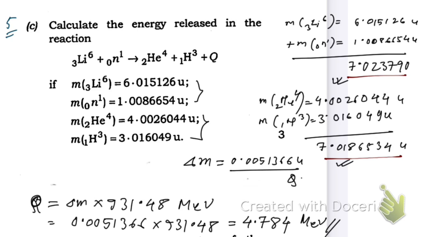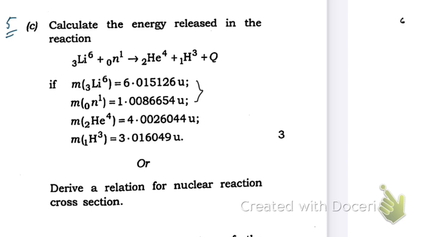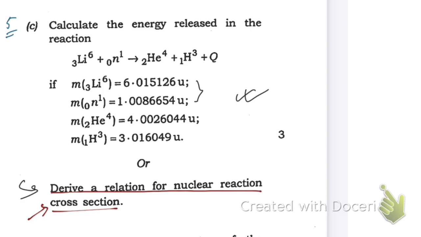So now let's move on to the next question. First let me clean these things. Okay, so here you see this is 5C, and you need to answer this question: derive a relation for nuclear reaction cross section. So let's answer this question.